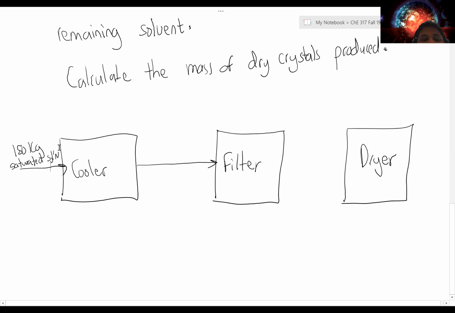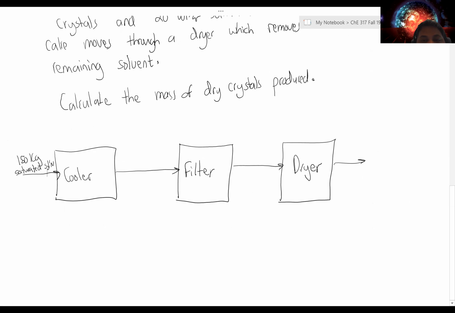So how do we find information associated with this process? Well, I'll quickly finish this drawing. We know the filter has some filtrate, and then some cake continues. And the dryer has just water being separated from dry crystals.